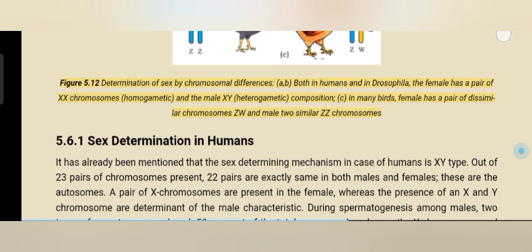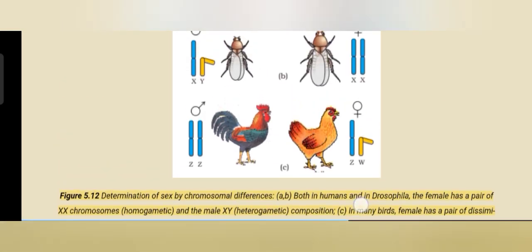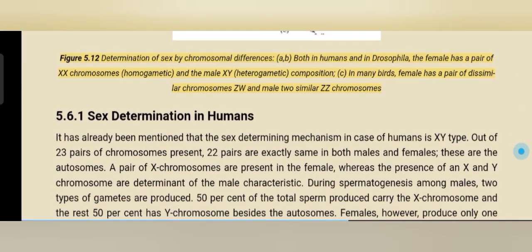Figure 5.12 Determination of sex by chromosomal differences. A, B: Both in humans and in Drosophila, the female has a pair of XX chromosomes, homogametic, and the male XY, heterogametic composition. C: In many birds, the female has a pair of dissimilar chromosomes, ZW, and the male two similar ZZ chromosomes.